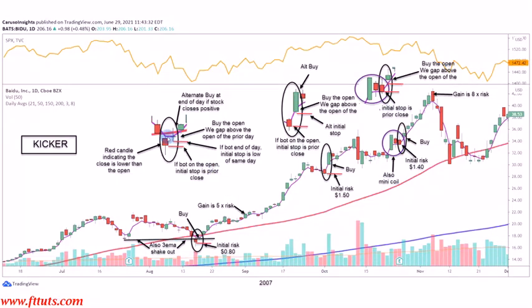Essentially, you have a rather large red candle, where a red candle really signifies that the close is below the open. So whenever a candle is red, that's what it means. It doesn't mean it's down on the day. It could be up on the day, but it just means that the close is lower than the open. So once you have a red candle bar, a kicker occurs when you actually open above the prior body. So by opening above the whole prior body, that means today's open is greater than yesterday's open.